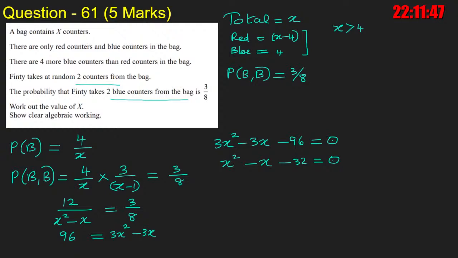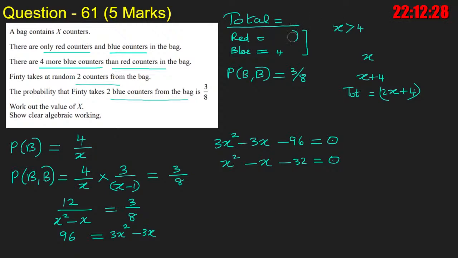A bag contains X counters, so the total is X. There are only red counters and blue counters in the bag, right? And there are 4 more blue counters than the red counters, right? So that means if, let's say, red is x, blue is x plus 4. So the total is what? 2x plus 4, right? Maybe that way. So 2x plus 4 is the total, and let's do it that way. So just quickly do a little bit of modification.